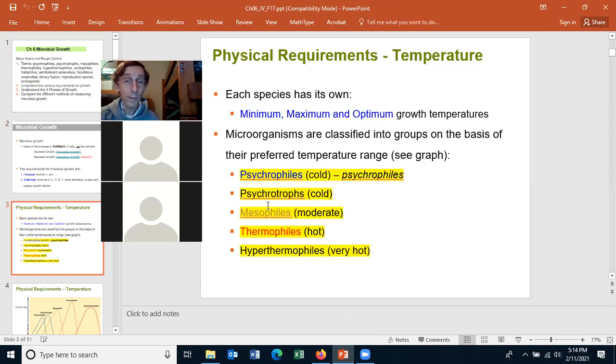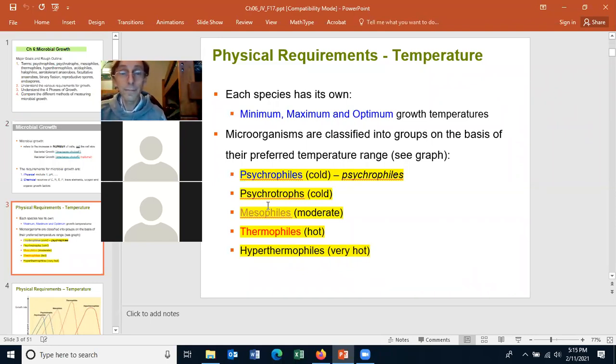Various physical requirements. Let's start off with temperature. Each species of bacteria has its own minimum temperature, maximum temperature, and optimum temperature that it will grow at. The optimum temperature is where the species will grow the fastest. The minimum temperature it'll grow at, and the maximum temperature it'll grow at. Above that temperature, the bacteria would not grow. Any questions there?